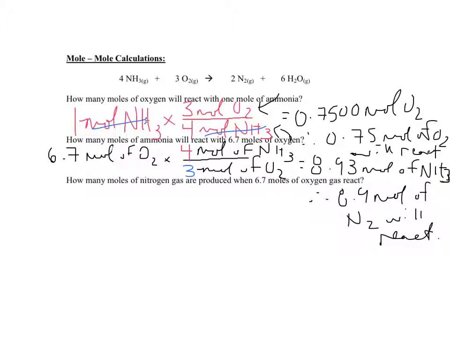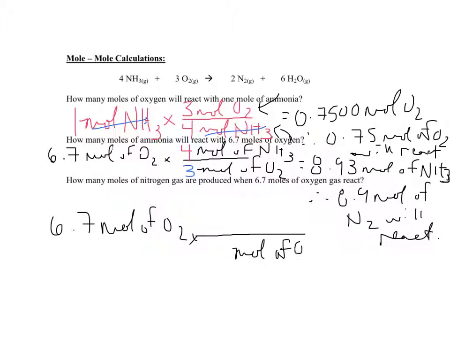Alright, so let's look at our last example here, and I have a little bit more room now. So again, we've got 6.7 mole of oxygen. There's my conversion factor. Try to set it up yourself here. What goes on the top, what goes on the bottom. So you know it's mole of O2 on the bottom, so that way our two oxygens cancel out. And then I'm going to have mole of N2 on the top.